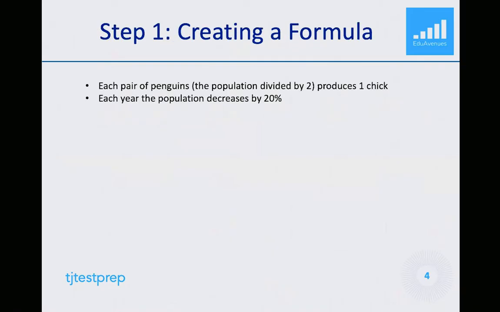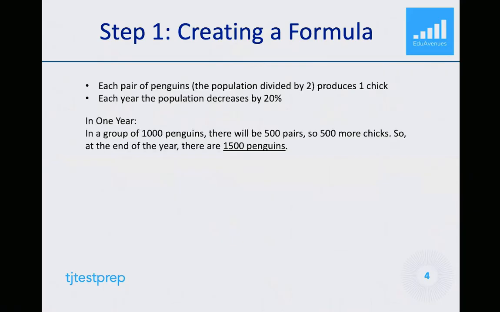So to create a formula, the growth rate of the penguin population needs to be found. This growth rate combines how many chicks are born each year, which is 1 per pair, and how many chicks die each year, which is 20% of the entire population. So in a group of 1,000 penguins, there will be 500 pairs, so 500 more chicks. So at the end of the first year, there are 1,500 penguins.